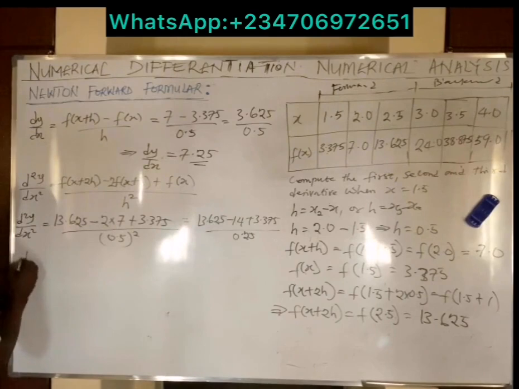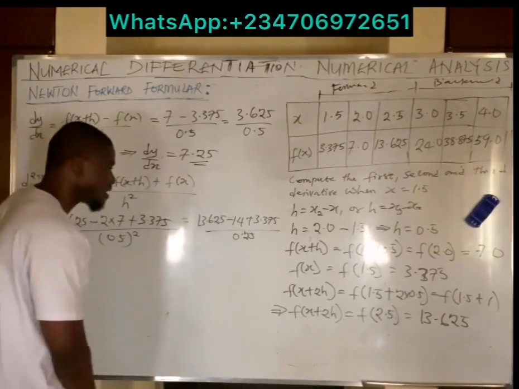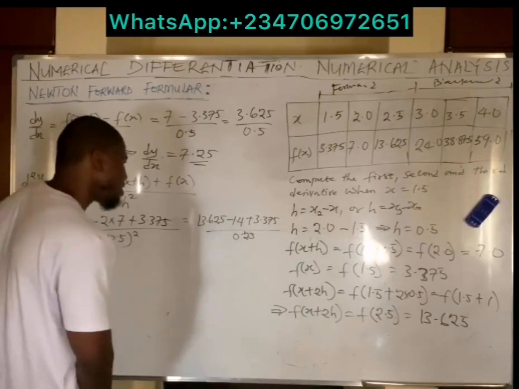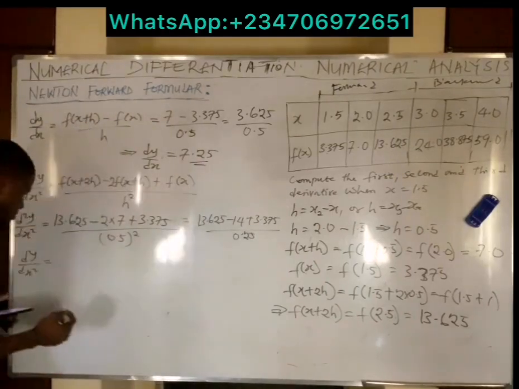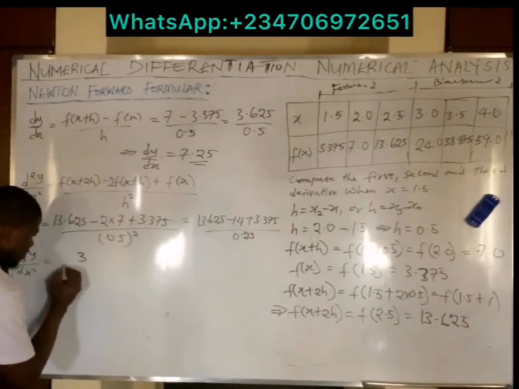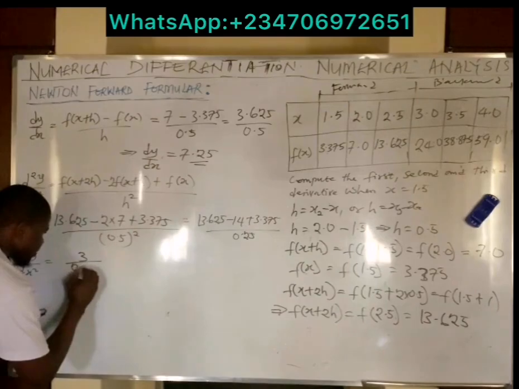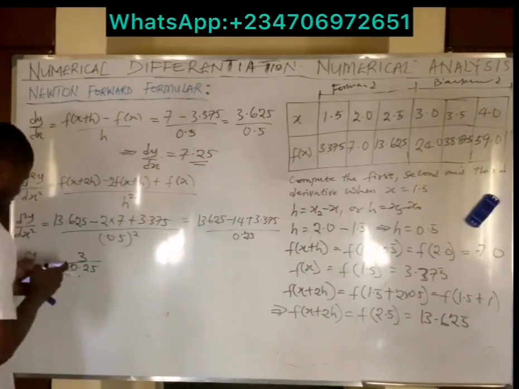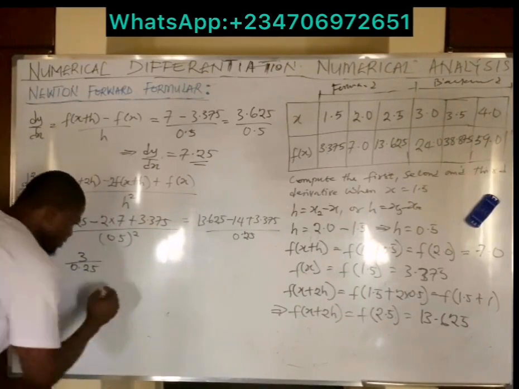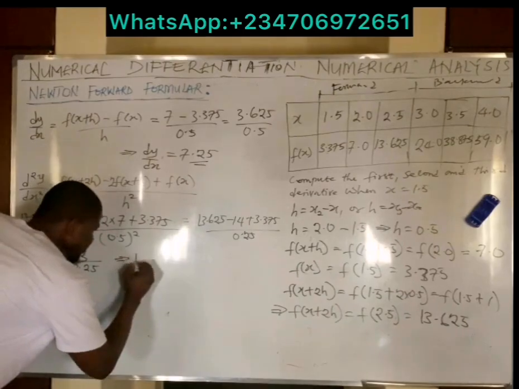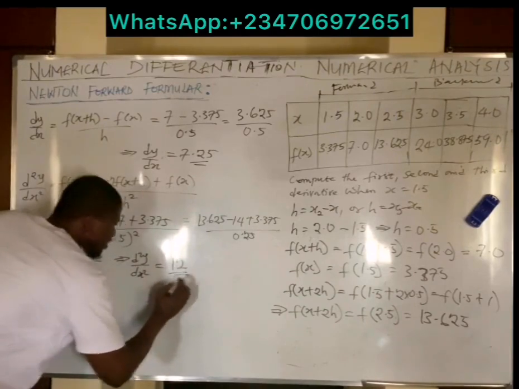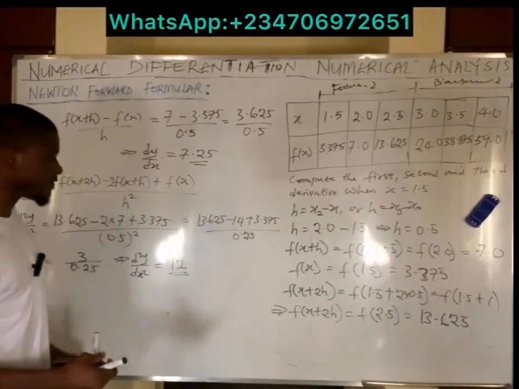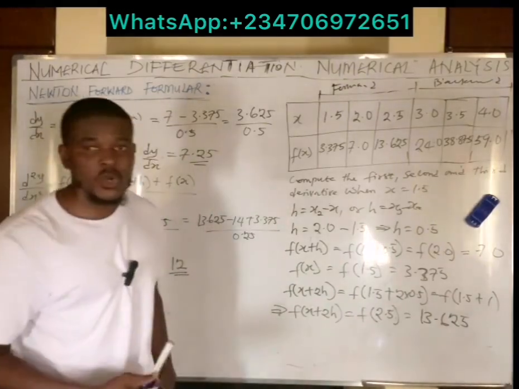So d squared y over dx squared is going to be equal to, so let's compute everything at the numerator. 13.625 minus 14 plus 3.375. So everything at the numerator simply gives us 3 upon evaluation, divided by 0.25. Okay, so let's obtain this ratio. That simply gives us 12. So this implies that the double derivative, d squared y over dx squared, is equal to 12 when x is 1.5.